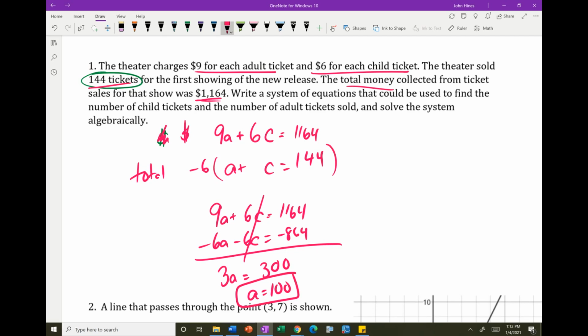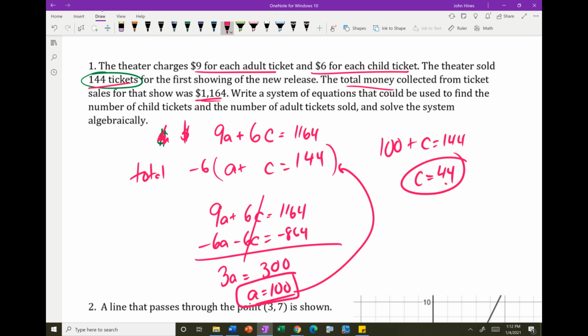Well, we're not done yet because we need adults and children. So common sense, don't plug into the crazy one, plug into the nice one. Adults and children must be 144. Well, I used up 100 of them. So children has to be 44. Only 44 kids at this movie and 100 adults.